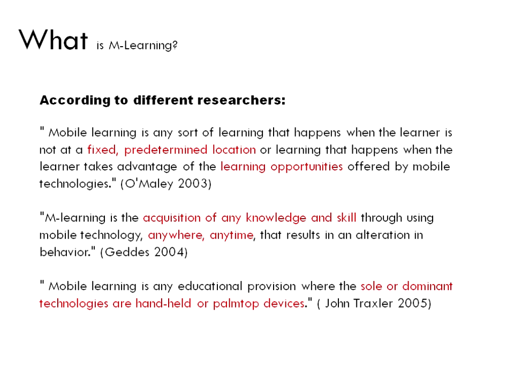Right. So, another definition: m-learning is the acquisition of any knowledge and skill through using mobile technology, anywhere, anytime, that results in an alteration in behavior. We'll talk about it in detail. Acquisition of any knowledge and skill by using mobile devices: what kind of knowledge do you acquire? What kind of skill does the learner acquire? And it is not at a particular place. So that's why the term anywhere, anytime is mostly used with mobile learning, according to Gates in 2004.